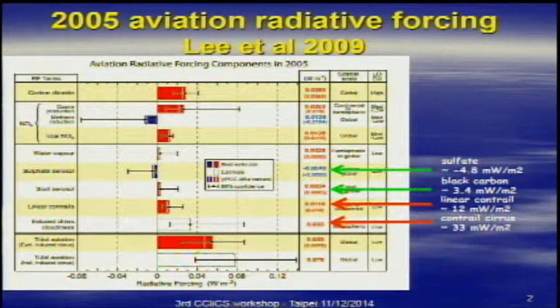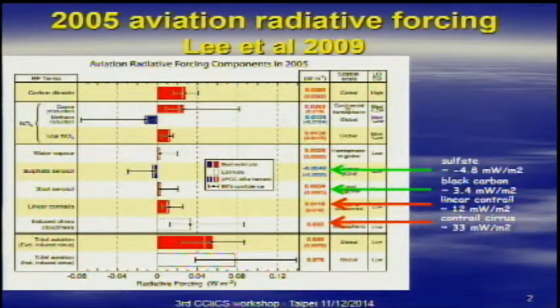Based on this assessment, the global impact is about minus 4.5 milliwatts per meter square. It has a slight cooling effect. And aviation soot, black carbon, has a slight warming effect, being 3.4 milliwatts. And for linear contrails, that's the contrails you can identify being really fresh in the air, the assessment is 12. Based on the CAM5 simulation, we've got something like 3 to 4. So definitely on the lower end of this estimate.